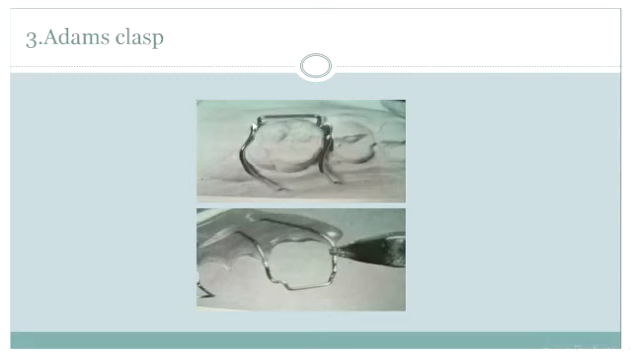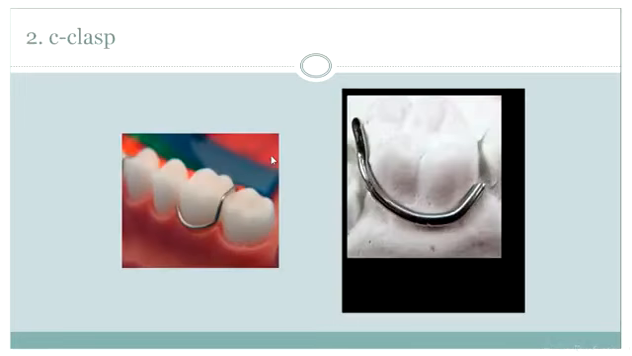The U shape must not be forced more than necessary in the undercut area in order to avoid extrusion of the tooth or teeth. Sometimes we use a double Adam on the 5 and the 6, or on the 6 and 7, according to the need of the dentist.